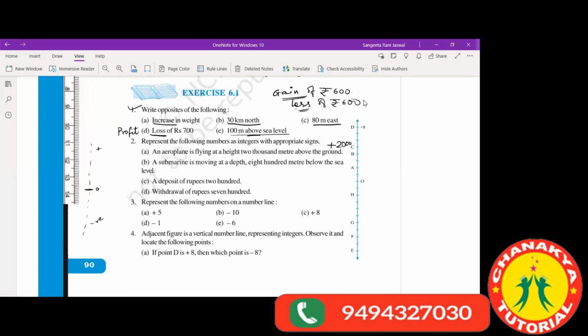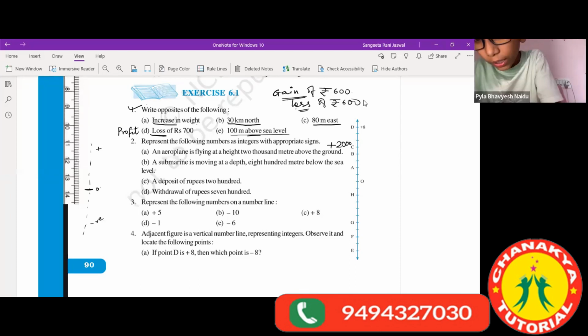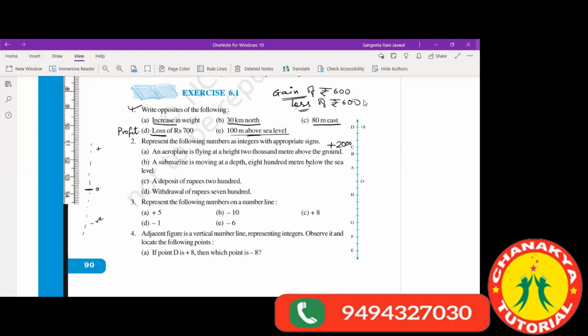Okay, good. Now it's Bhavesh's turn. A submarine is moving at depth 800 meter below the sea level. Ma'am, minus 800 below the sea level. So that's below. Very nice. So that's minus 800 meter below the sea level. The sea level is 0 level, no? Sea level is the 0 level. So below the sea level means it's negative, right? So that's minus 800 meters.